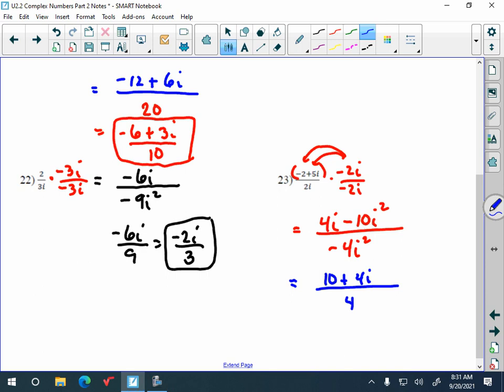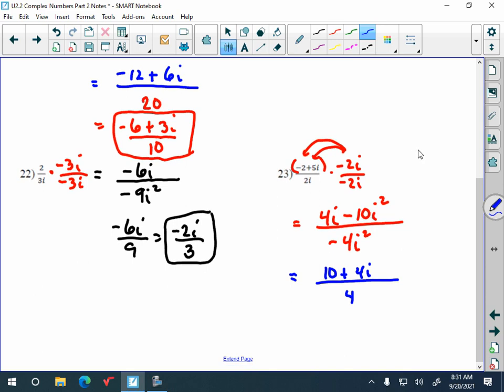All right, so now I want to see if there's a number that I can divide all three numbers by. And I can divide them all by 2. So then I'm going to get 5 plus 2i all over 2.